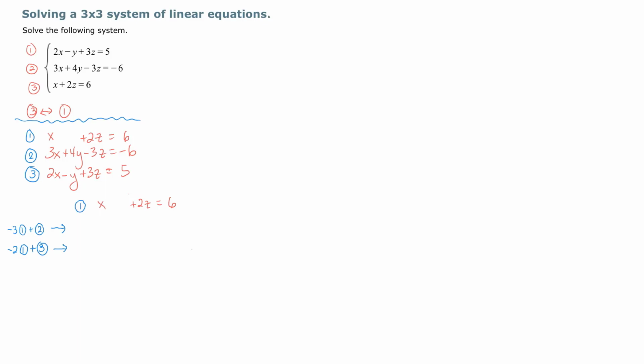All right, what is negative 3 times equation 1 plus 2? What does that mean? I'm going to do this once off to the side. So I'm doing a lot of steps in my head. Negative 3 times equation 1 plus 2 really means you're going to take negative 3x minus 6z is now equal to negative 18. So that's negative 3 times equation 1.